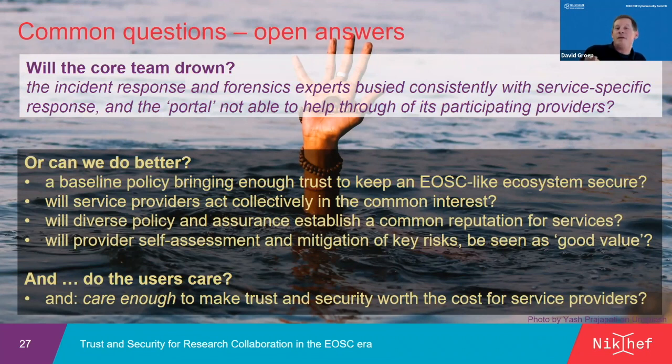My biggest fear moving towards the European Open Science Cloud ecosystem is that a core team will drown. There will be incidents spreading throughout the infrastructure, and the core team will see them, will have to react in order to protect the ecosystem at large, protect the reputation of the Open Science Cloud. So they will be busied with kind of firefighting all the individual incidents. Or do we actually stand a better chance? Will the policy baseline be sufficient to keep the ecosystem secure?